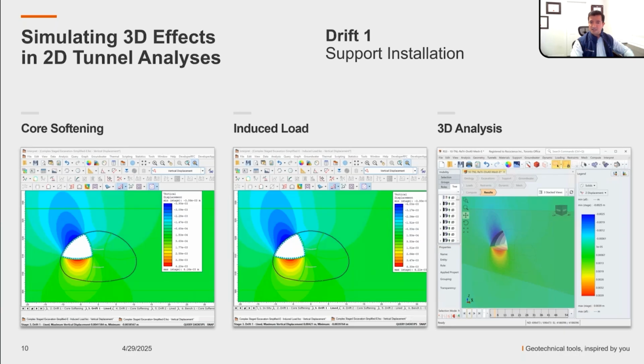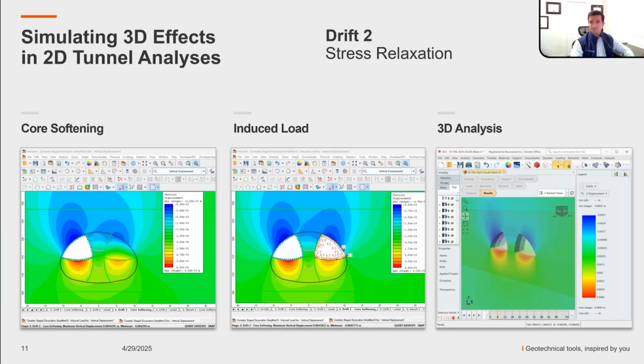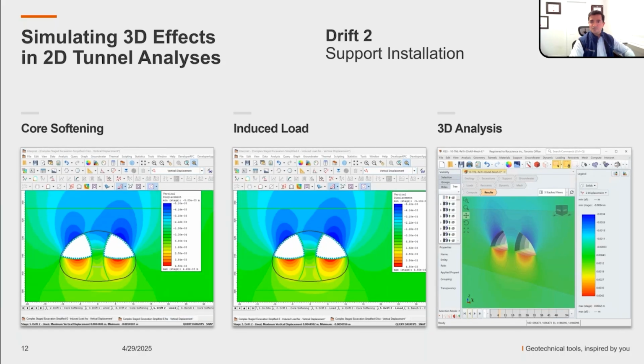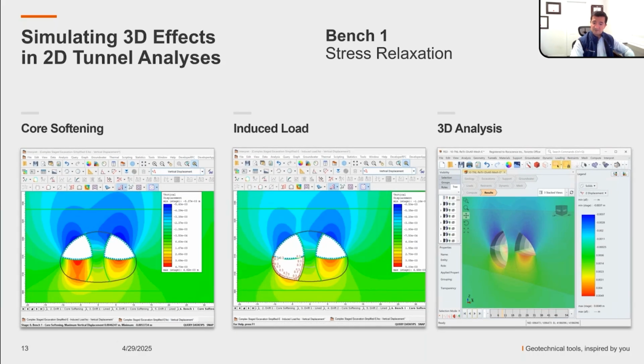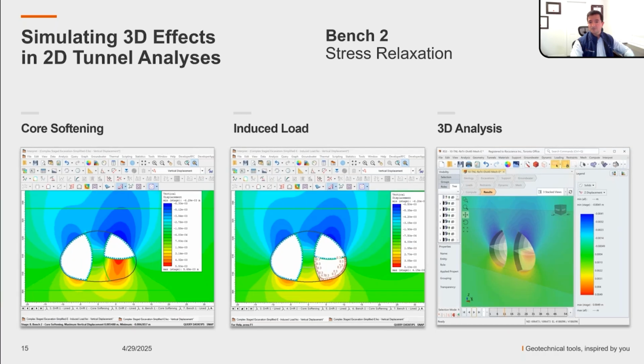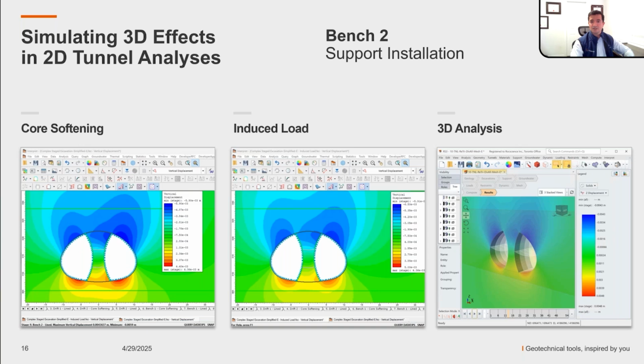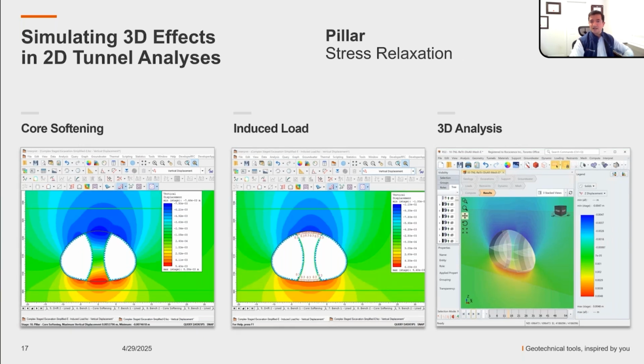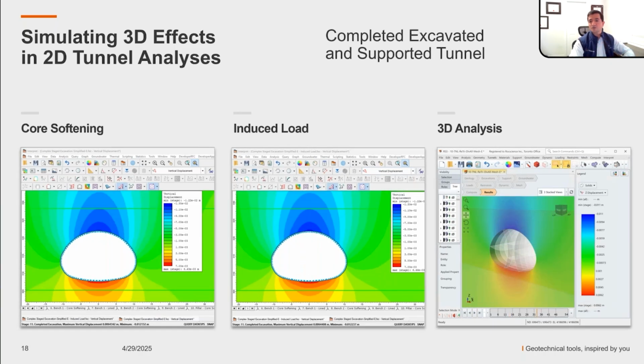One support installation gives the stress relaxation, then support installation, then stress relaxation for bench 1, support installation there, stress relaxation for bench 2. Bench 2 is fully excavated, you have the support in. The pillar is experiencing that stress relaxation, and this is the full excavated region also with support.